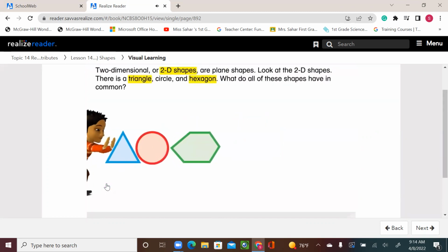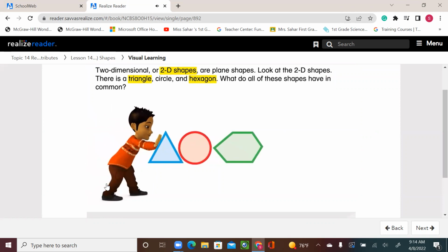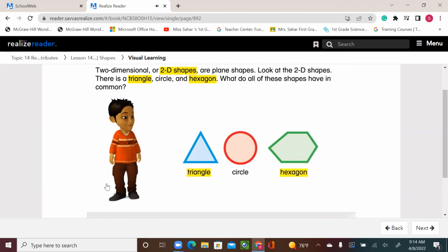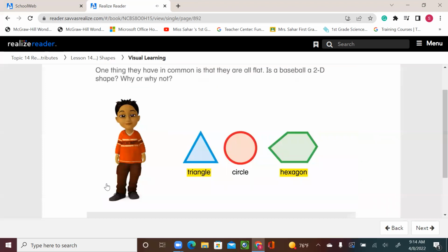Two-dimensional or 2D shapes are plane shapes. Look at the 2D shapes. There is a triangle, circle, and hexagon. What do all of these shapes have in common? One thing they have in common is that they are all flat. Is a baseball a 2D shape? Why or why not?